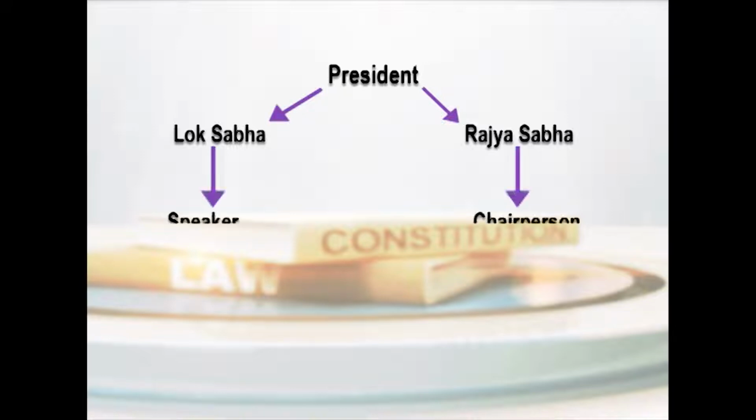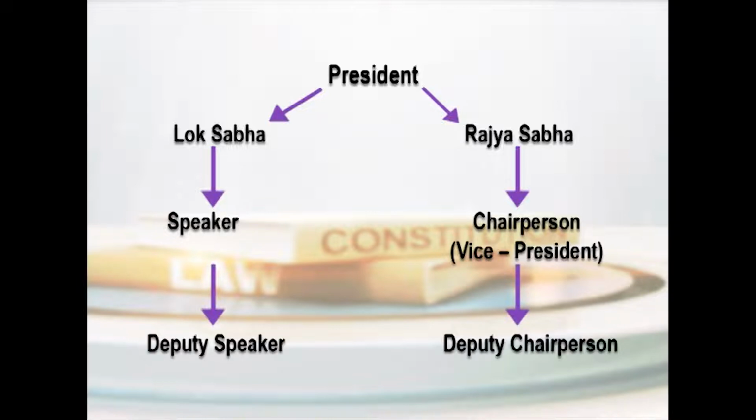The Lok Sabha is presided over by the Speaker of the House, and in his absence, it is the Deputy Speaker who takes over his functions. While in the case of Rajya Sabha, it is the vice president who happens to be the ex officio chairman of the House. Now, in the absence of the chairman, it is the deputy chairman who discharges all the functions of the chairman.